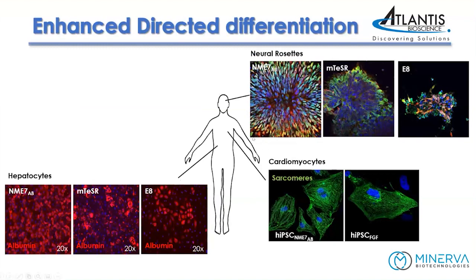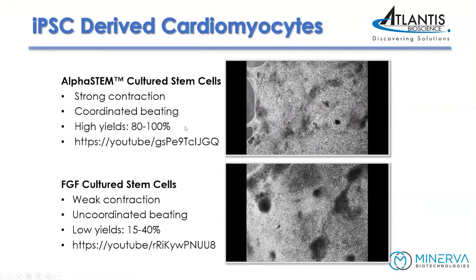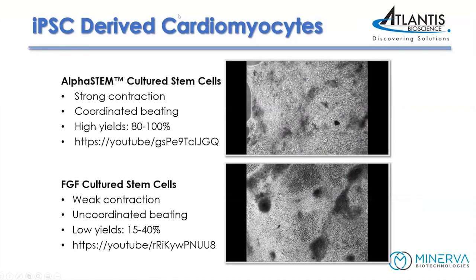Most importantly, these naive cells grown in the NME medium generate really superior differentiated cells. So here are some examples. The cells can be differentiated into neuronal cells, cardiomyocytes, and hepatocytes. This is in comparison to the cells grown in the FGF-based media. As you can see, the cells are a lot more superior.